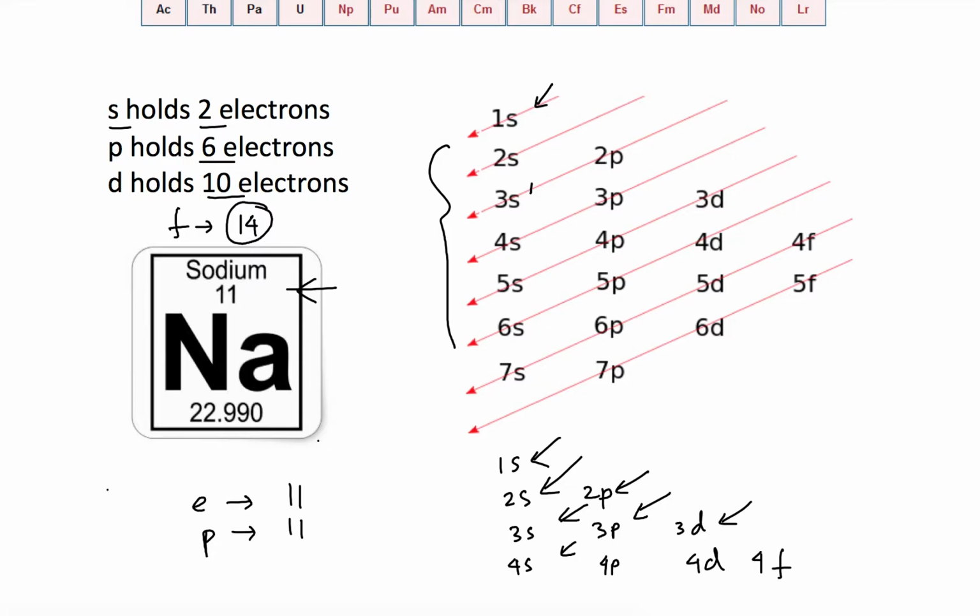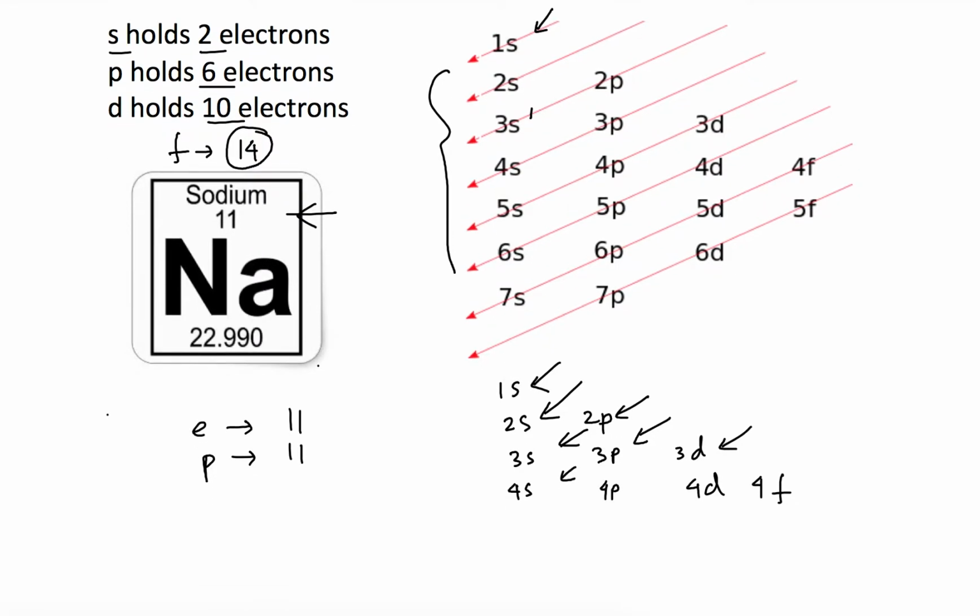Now let's fill up the electrons for sodium. We have a total of 11 electrons. First goes to 1s, right? It can take a maximum of 2, so it's 1s2. Second is 2s. It also can take a maximum of 2, so 2s2. Third is 2p. In total it can take 6, so it's 2p6.